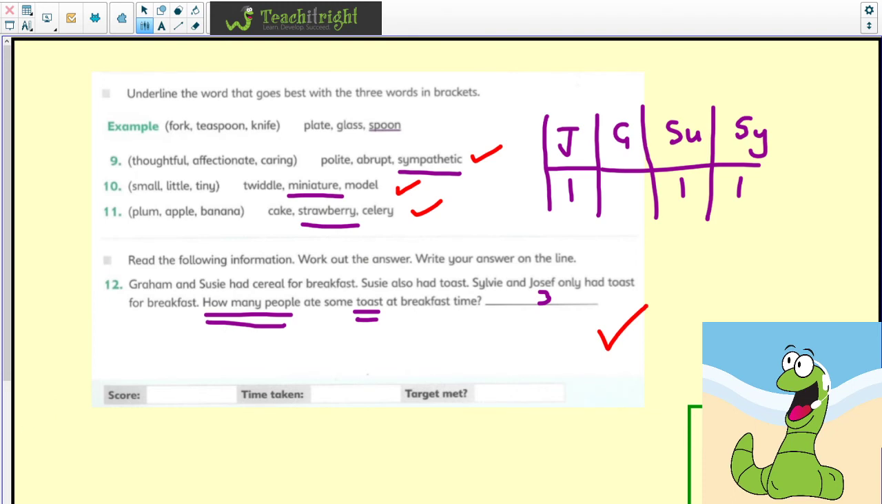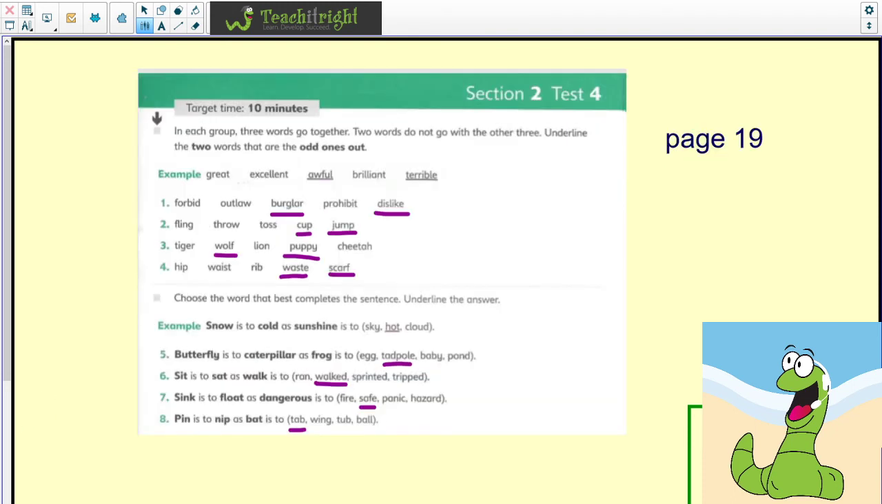Let's move on down to the next test. And we're going to look now at page 19. And we've got odd ones out. So we've got burglar and dislike, cup and jump, wolf and puppy, because all the others are types of cat. Number 2 is all throwing, and then forbid, outlaw and prohibit, not allow. And then we've got hip, waist and rib, all parts of your body. And then we've got waist and scarf.